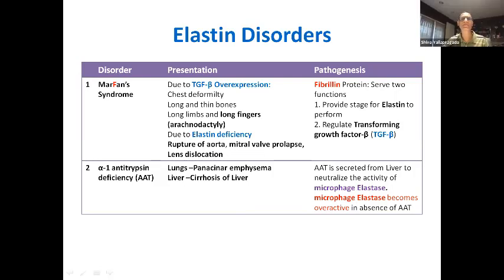Yeah, that's right. And what will happen? It will cut all the elastin. So what will happen? Lungs will collapse. You can see emphysema of lungs. That is the reason. And now, why cirrhosis of liver?